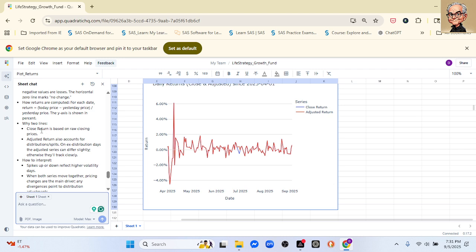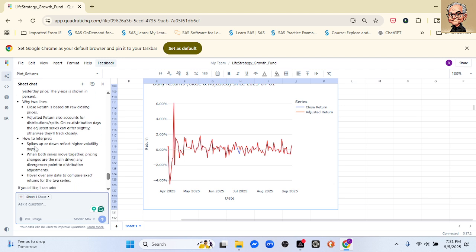The close. Why two lines? The close return is based on the raw closing price. How to interpret it? Okay. Spikes up or down reflect higher volatility days. Okay. Crazy volatility back here in April, right? When both series move together, pricing changes are the main driver.